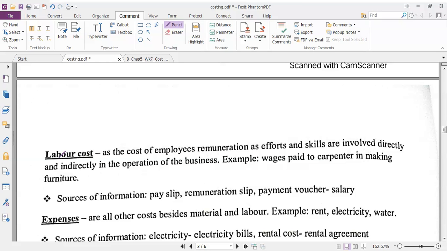Okay, let's look at the labor cost. What is labor cost? Labor cost is the cost of employees' remuneration as efforts and skills are involved directly and indirectly in the operation of the business. Labor cost ni maknanya cost siapa kerja yang menghasilkan directly yang menghasilkan produk. For example, wages paid to carpenter in making furniture. Biasanya labor is the person. For example, wages of carpenter, wages of chef. Chef dia yang buat produk. Produk apa? Contoh bread ataupun cake. That is labor.